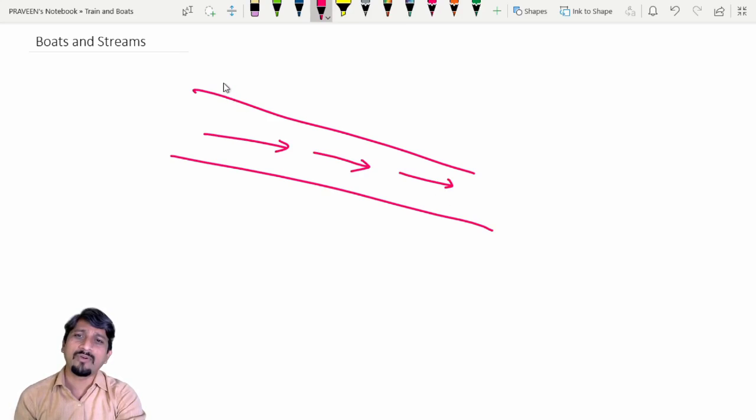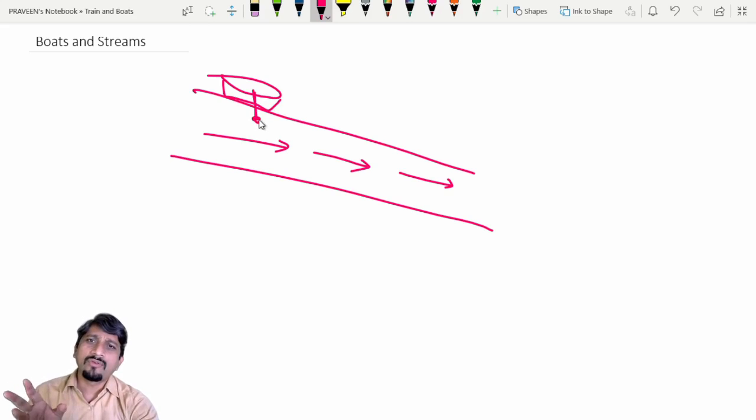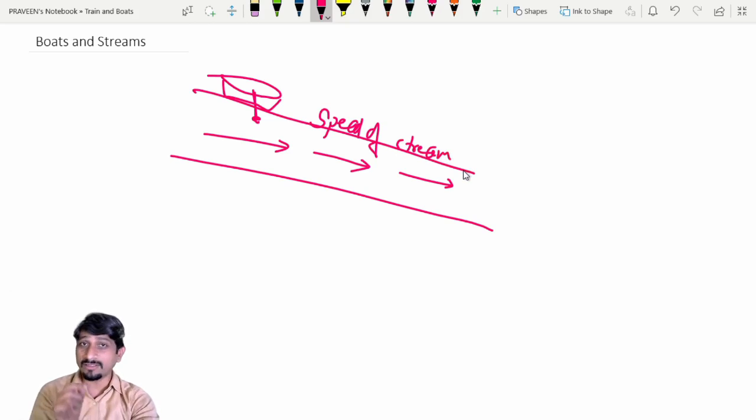This is a river which is flowing this way. Now, if I put a boat here, or even if you start swimming, what will happen? Even though you don't do anything, this boat will run on its own if you have not tied it somewhere. Yes or no? How is it running? It is running because of the speed of the stream. This is the concept you need to understand.